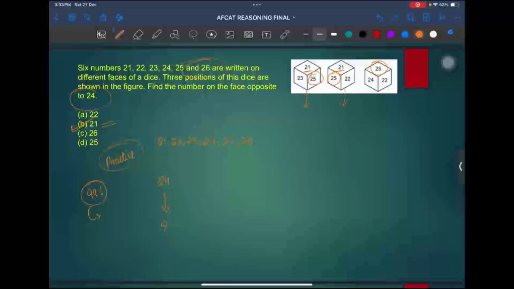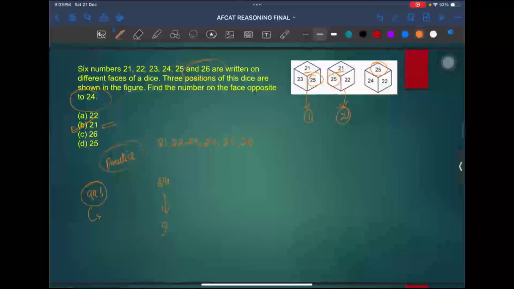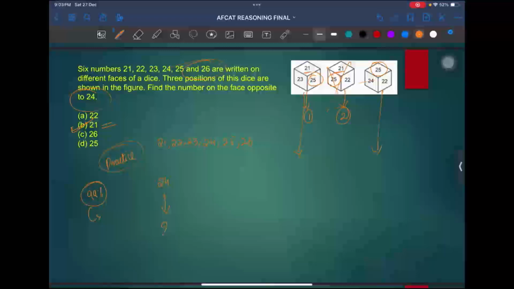First, I'll compare the first and second dice. Since 25 is common, is there any other number which is repeating? Yes, 21 is repeating in the second dice, so I can't compare the first and second dice. Now I'll compare the first and third dice. 25 is the common number. Is there any other number that is repeating? Here it is 21 and 23. Here it is 22 and 24. Since we have two different adjacent sides for the two dice, I'll start comparing between the first and third.